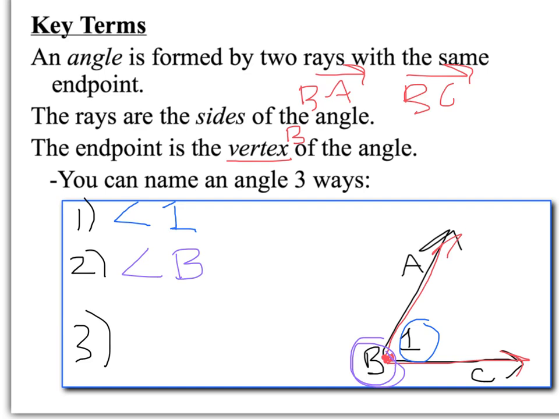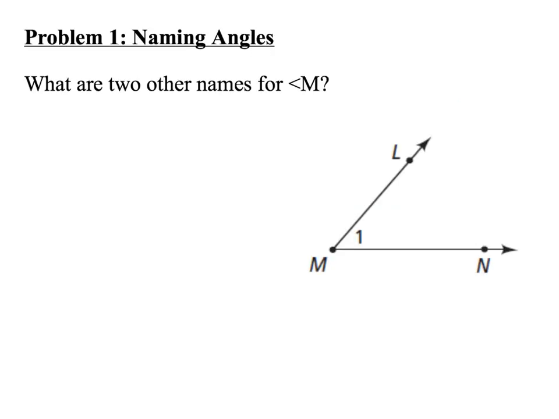And the third way that I can describe this angle would be by looking at all three letters. So when I trace this angle out, I start at A, I go to B, and to C. So this angle would be angle ABC. And as you can see here, each of these have this symbol. This symbol represents angle.